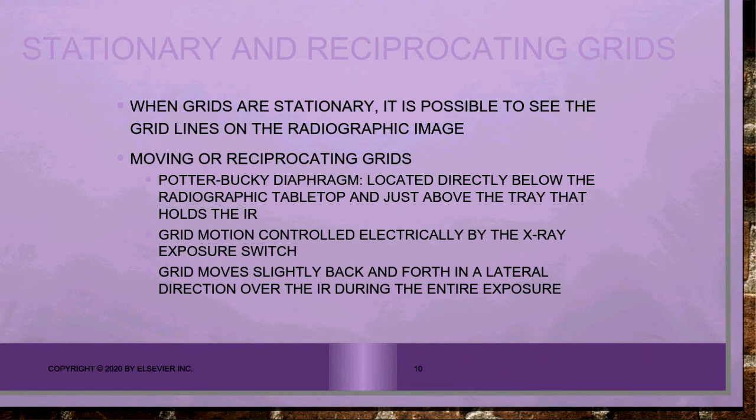It actually starts to move during the rotor phase of the switch, when the anode starts to spin and the cathode starts to heat to release the electrons. The grid starts to move, and it moves continuously until the exposure is done. And by doing so, it blurs out the grid lines so that they are not visible on your final image.